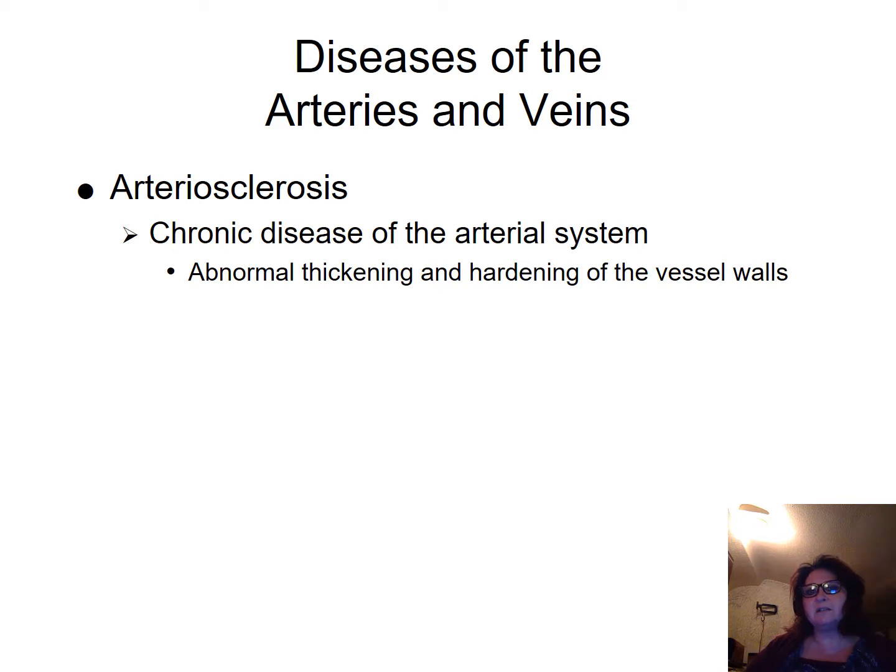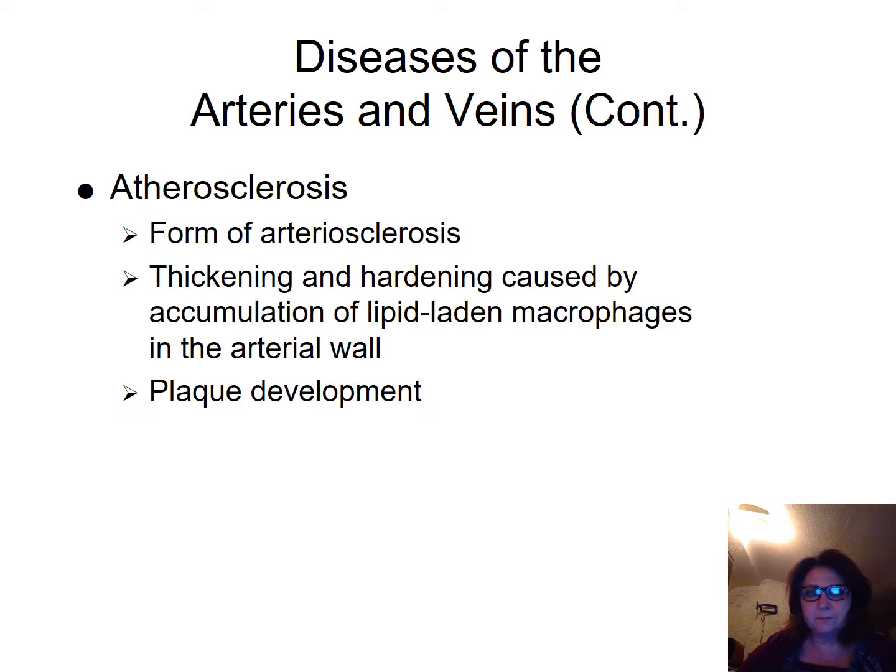Arteriosclerosis is a chronic disease of the arterial system. Abnormal thickening and hardening of the vessel walls. Atherosclerosis. It's a form of arteriosclerosis, thickening and hardening caused by the accumulation of lipid-laden macrophages on the arterial wall, and it results in that plaque development. So that's a difference between the two.